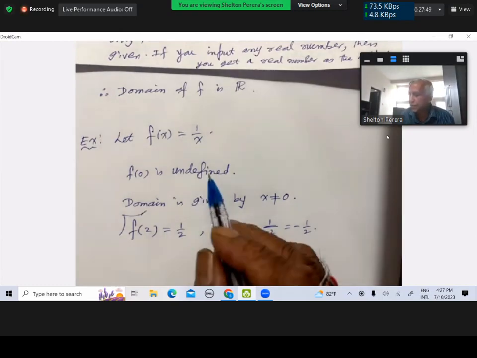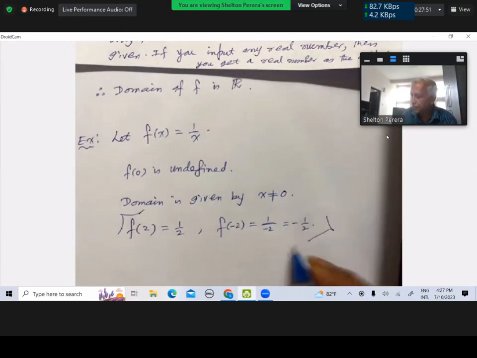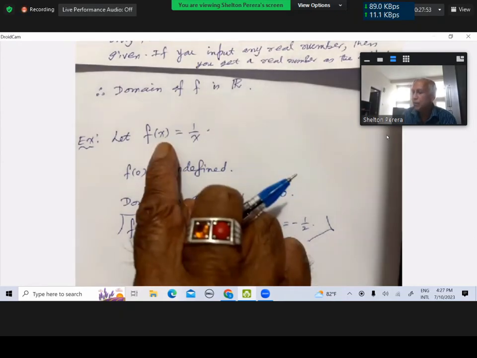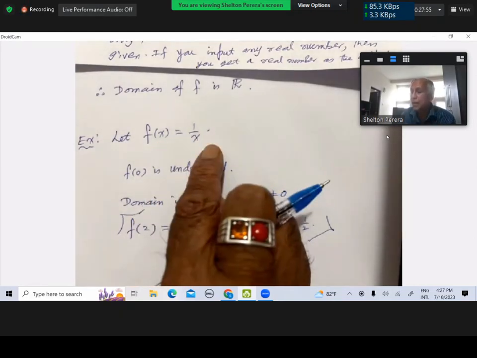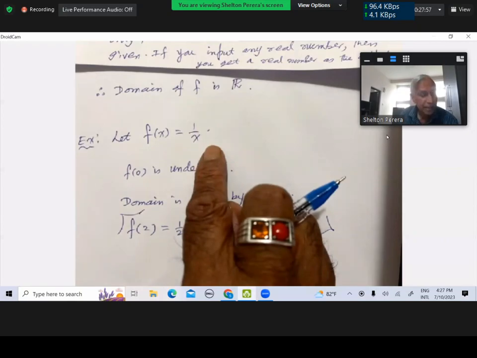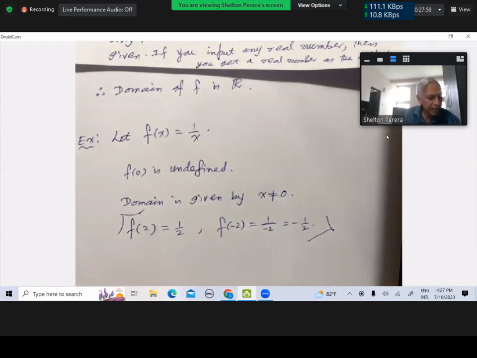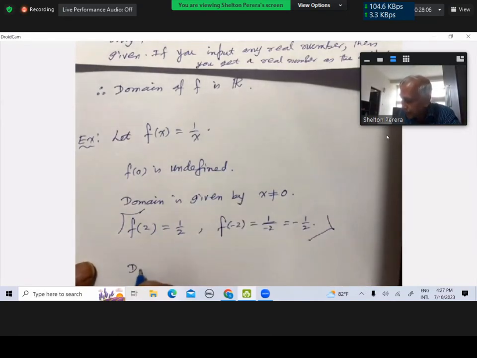So f of 0 is undefined. But for any positive value or for any negative value, this rule makes sense. Do you understand what we mean by a rule doesn't make sense? Given by x not equal to 0. So the domain as a set, we can write it as domain equals real numbers minus, throw away 0 from the set of all real numbers.